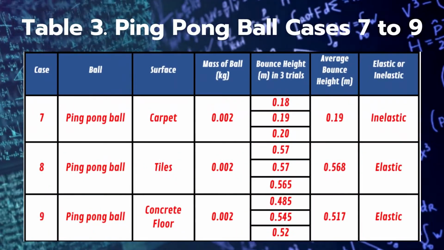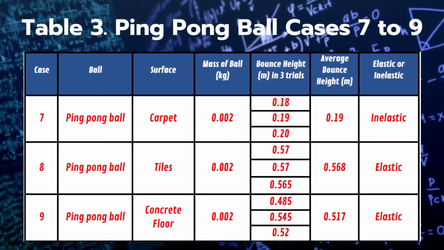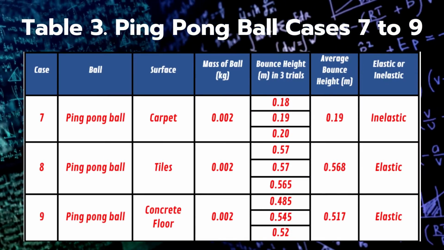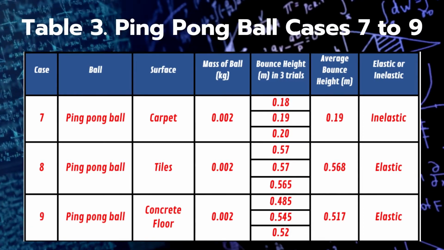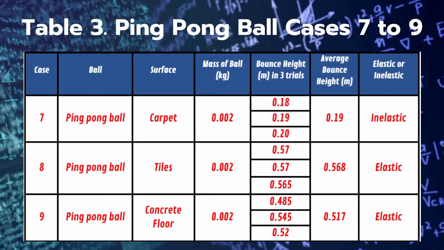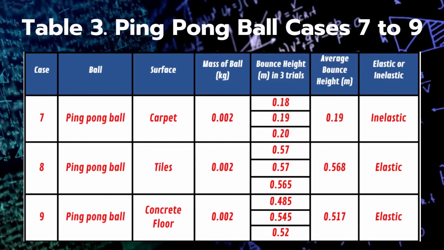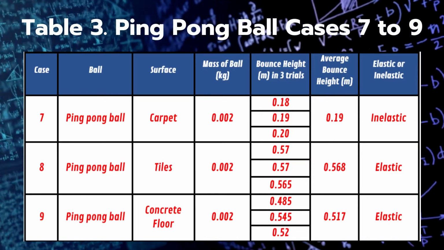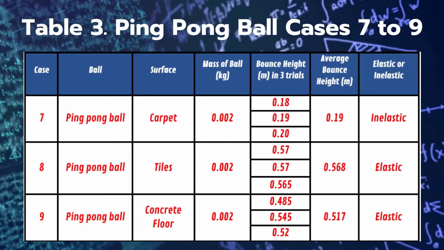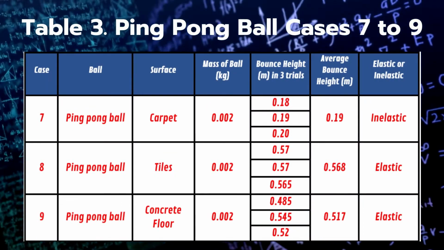For ping pong cases 7 to 9, the ping pong ball weighs 2 grams or 0.02 kilograms, which was the lightest ball among the 3. Once again, 3 trials were made to produce the best results. The ping pong ball that was bounced in a carpeted floor had an average bounce height of 0.19 meters, which is a more inelastic collision.